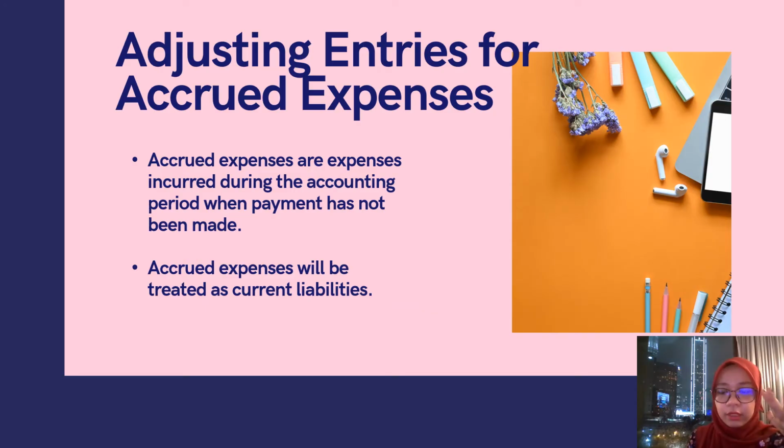If in the prior slide we talked about the adjusting entries for prepaid expenses, meaning the expenses that we have paid in advance, for 2 or 3 months in advance, this one is about our accrued expenses: expenses that have been incurred during the accounting period, but we have not made the payment yet. So these expenses should be recorded, and we will treat them as current liabilities.